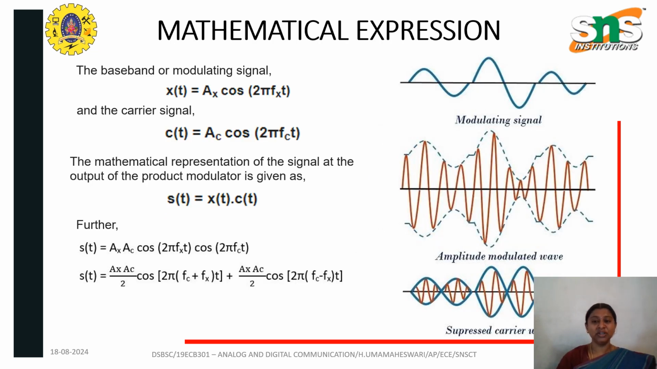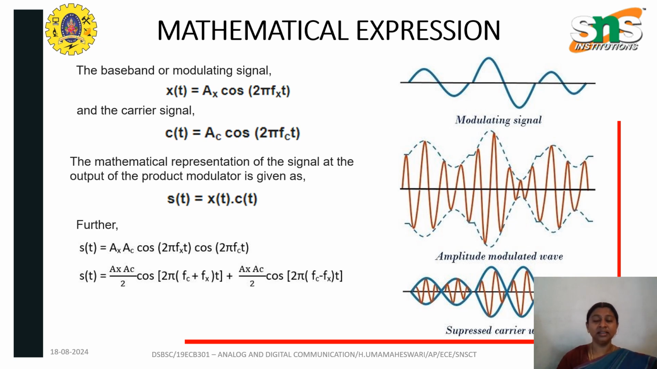Then the mathematical expression of this double sideband suppressed carrier wave: the baseband signal is x of t equals Ax cos 2 pi fxt, and the carrier signal is c of t equals Ac cos 2 pi fct, where Ax and Ac are the amplitudes of the modulating signal and the carrier signal. The mathematical representation of the signal at the output of the product modulator is given as the multiplication of the baseband or modulating signal and the carrier signal. Further, we'll get s of t equal to Ax Ac. If we multiply the above both equations, we'll get the final result.